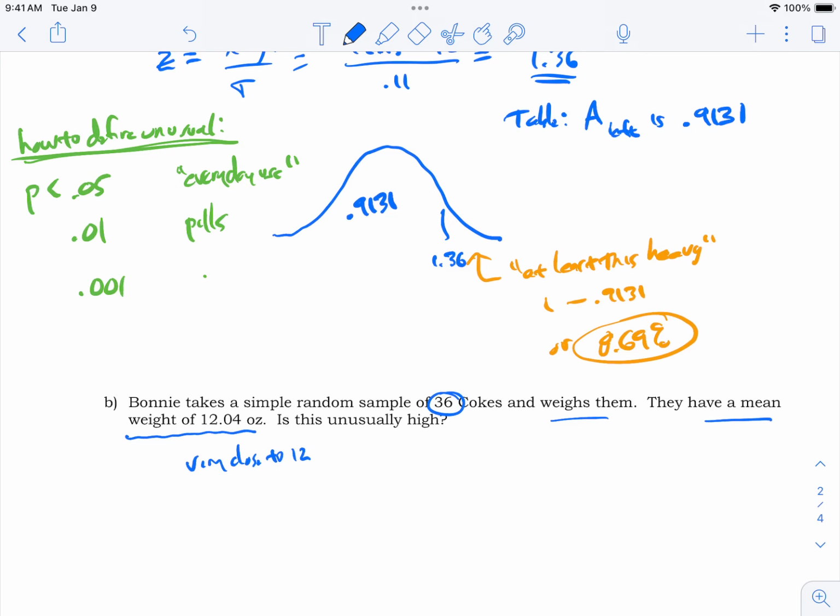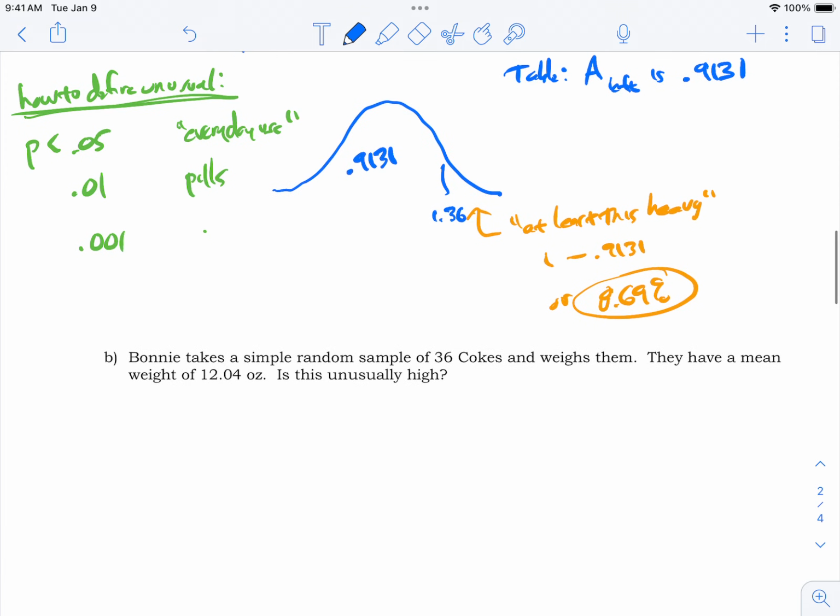So it might seem like, that can't be too high. But we should check. We should see what's the actual probability. What is the probability that our sample mean would be 12.04 or heavier, at least that heavy? So it might look okay, but you've got to do the math sometimes before you know. So let's do some math.